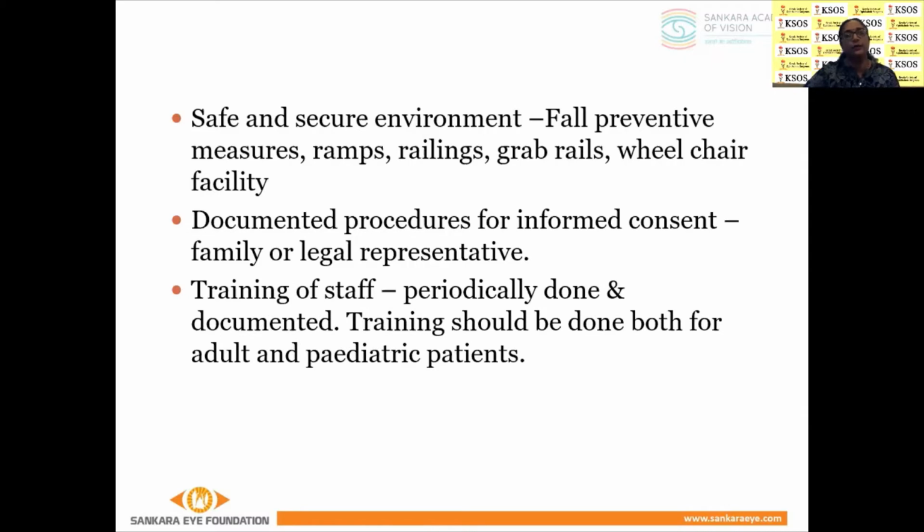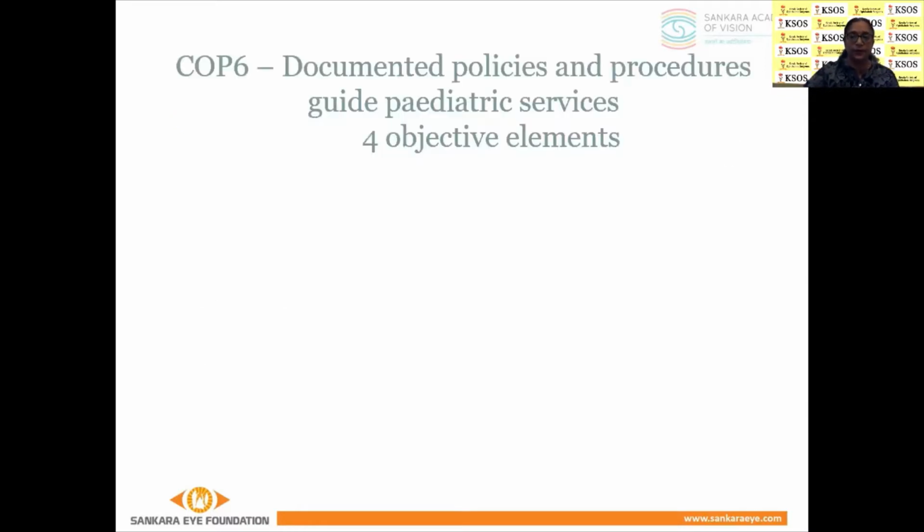And training of the staff should be done to help them in taking care of these patients in a more efficient way. So they should be periodically done and documented, and training should be done for both adult and pediatric patients.